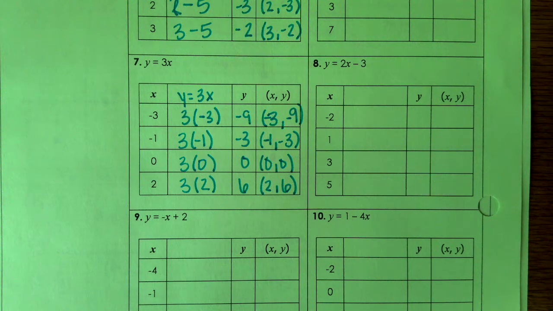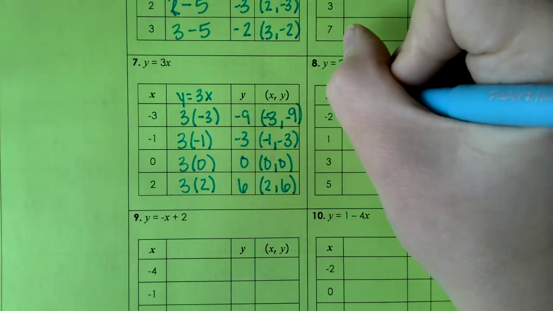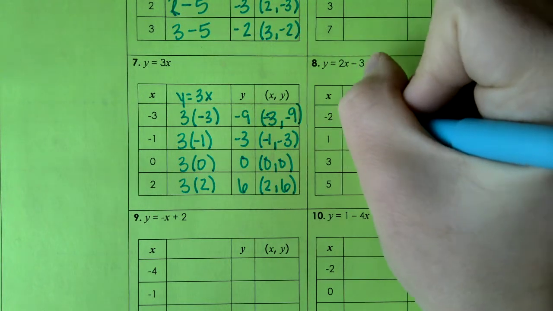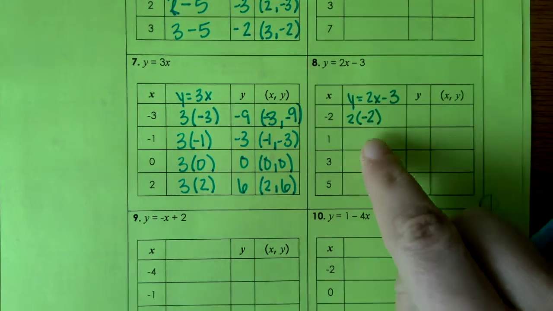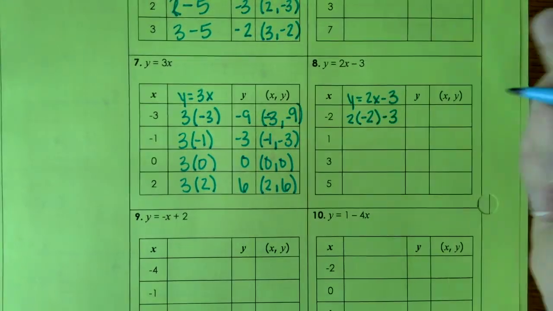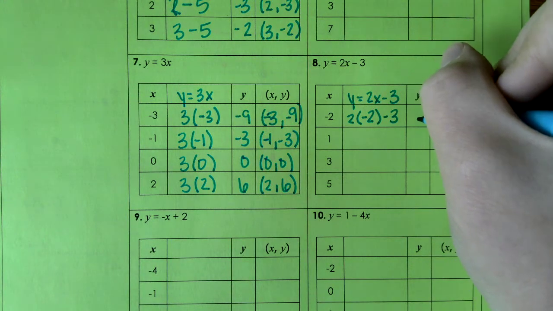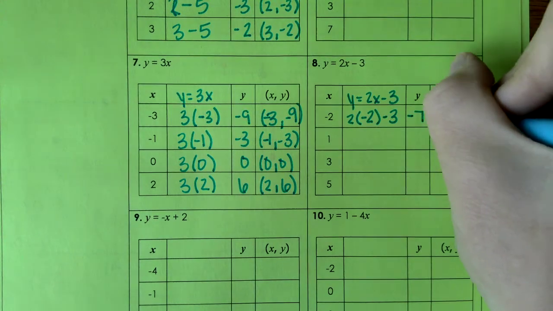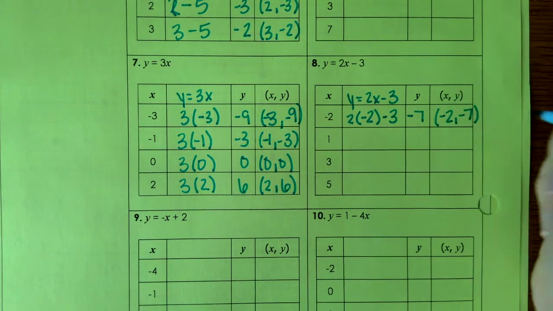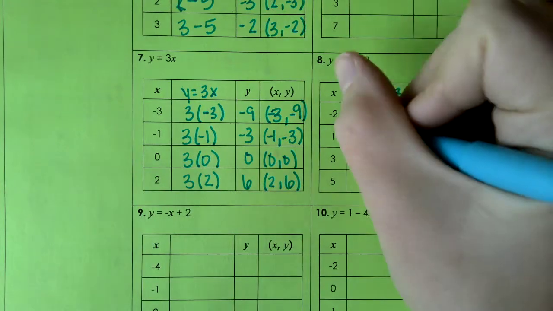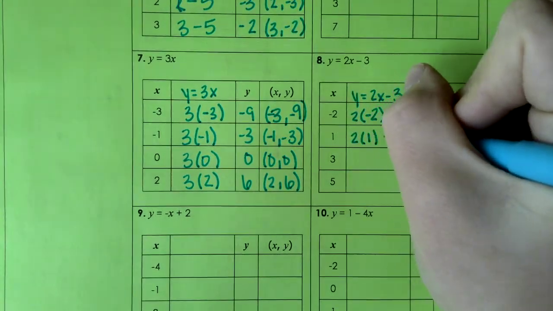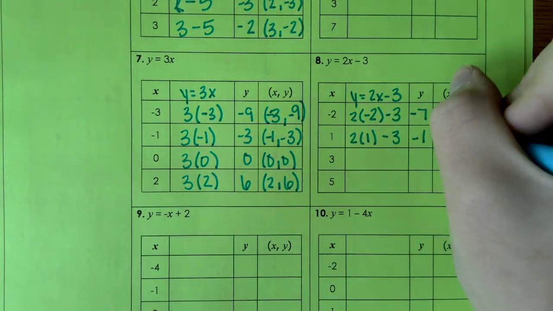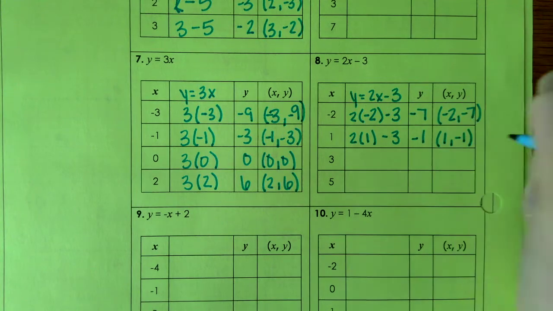So I have y equals 2x minus 3. I'm going to take 2 times negative 2, which is negative 4, and then I'm going to subtract 3 from that. So negative 4 minus 3 is going to get me negative 7. So my point is negative 2, negative 7. Then I'm going to take 2 times 1 and subtract off 3. 2 times 1 is 2, minus 3 is negative 1. So I have 1, negative 1.